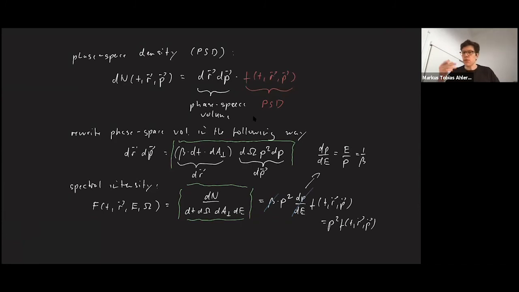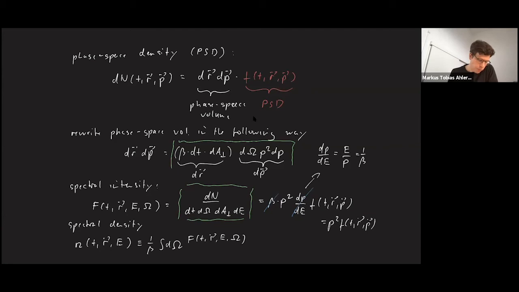And what we often use when we are talking about cosmic rays is the so-called spectral density. The spectral density is defined with this notation here, a small n, as a function of t, r, and E for energy. And this is defined as 1 over the velocity, and then you have here the integral over the steradian. And here you have now the spectral intensity. And this can be written in terms of the phase-space density again as p squared divided by beta times the integral over d omega of f.